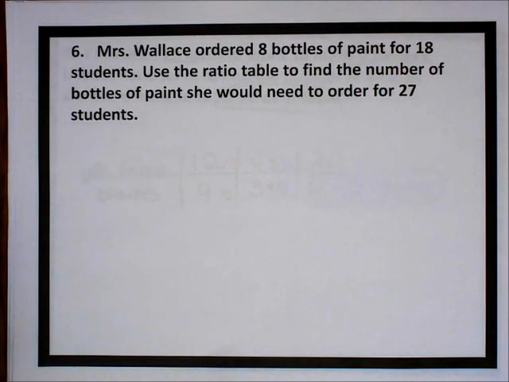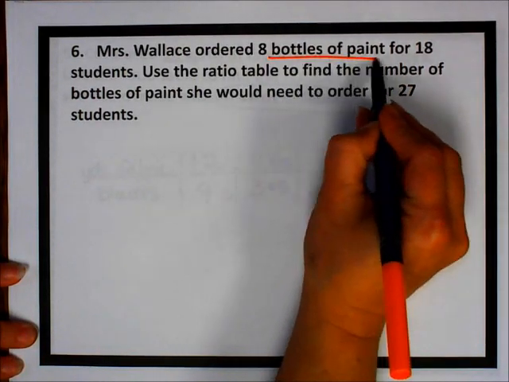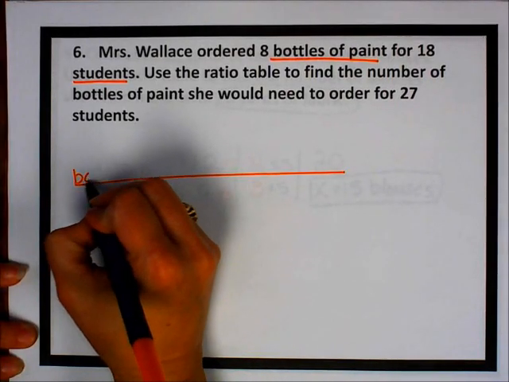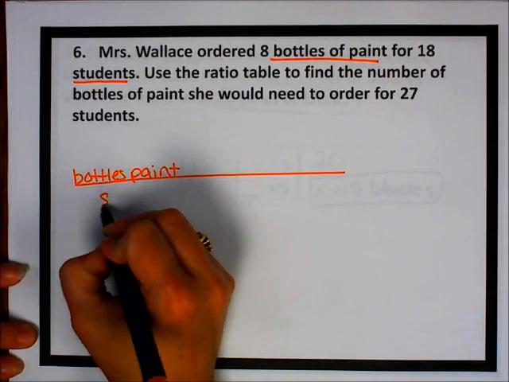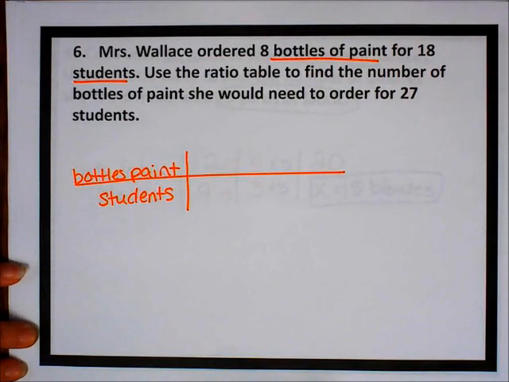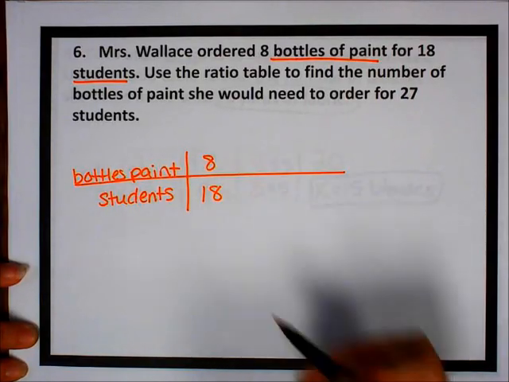Number 6. Mrs. Wallace ordered 8 bottles of paint for 18 students. Use a ratio table to find the number of bottles of paint she would need to order for 27 students. So first we have to figure out what 2 things we're comparing. We're comparing bottles of paint to students. So bottles of paint to the students. What is our ratio of bottles of paint to students? It is 8 to 18.